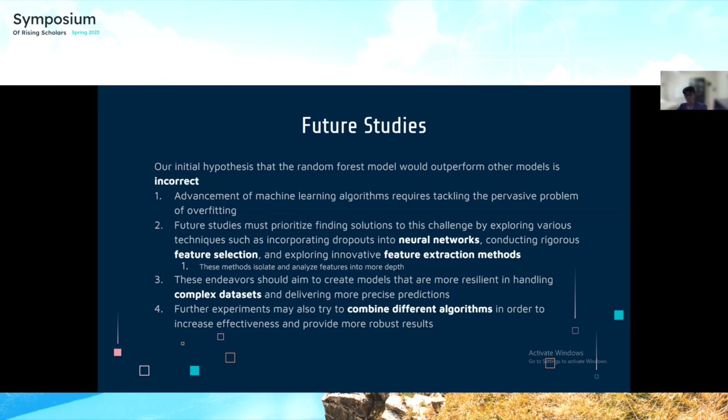And finally, future experiments may also try to combine different algorithms in order to increase the effectiveness and provide some more robust results. In the study we looked at today, we simply took 3 specific machine learning algorithms and separated them into 3 models instead of combining them. However, because each model has its own pros and cons, combining them may allow a scientist to get rid of some cons and maybe even solve the problem of overfitting, as we saw.